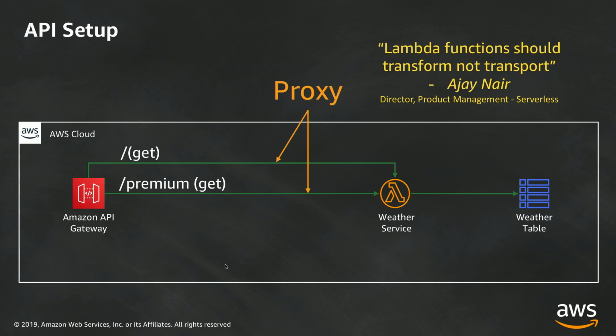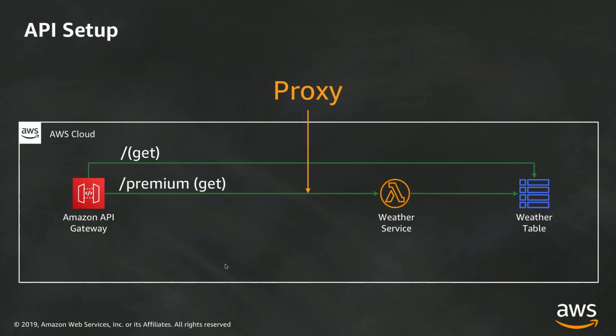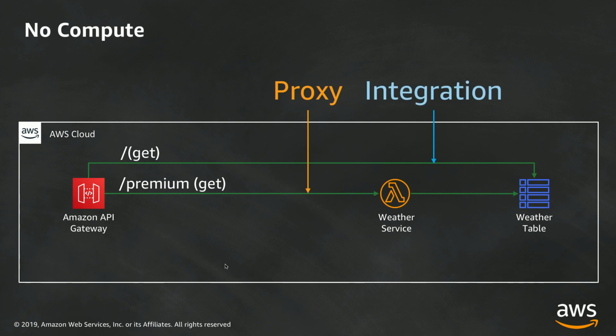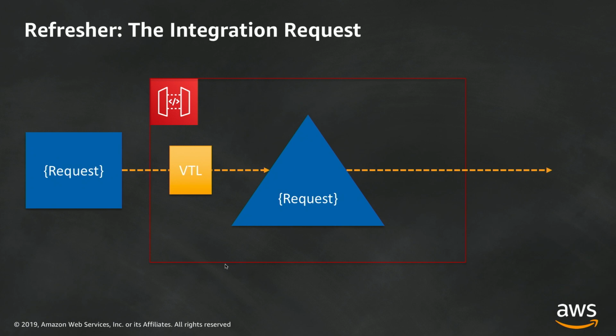So what we want to do is go ahead and take that out and bypass this, and that becomes an integration. Let me remind you real quick, with an integration using VTL, your request can look much different than when it originally came in. So what API Gateway can do with VTL is make a square look like a triangle. That's metaphorical, so we're clear.